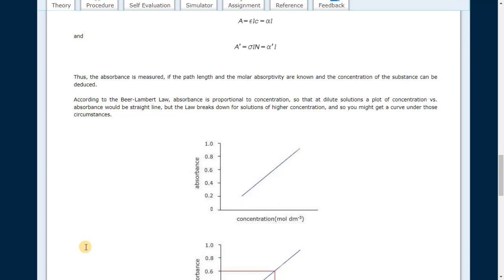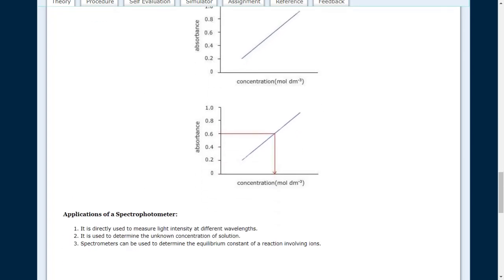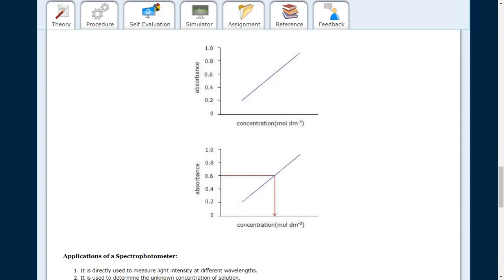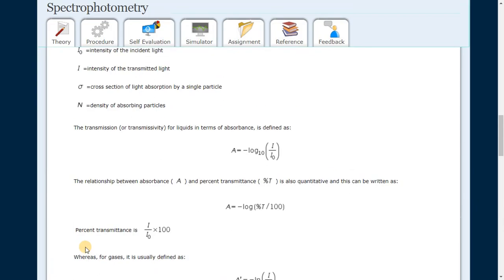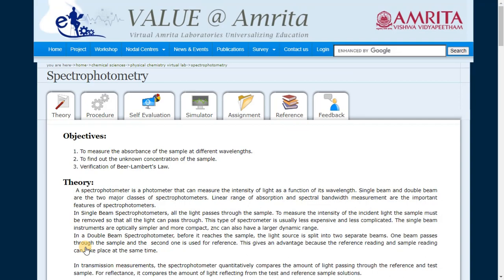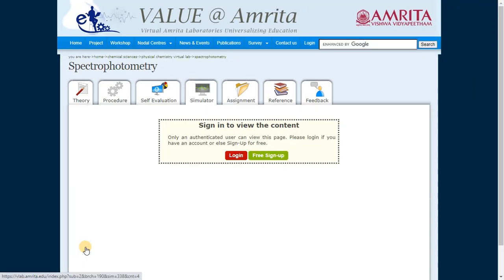So going on, as the absorbance is measured, they can tell that as it increases, the concentration also increases. So pause this video first, and then watch a video that I am going to link above here. Okay, so you're back. Now let's try to do this simulator. So you click here. But before you can use the simulator, you are going to log in or sign up.